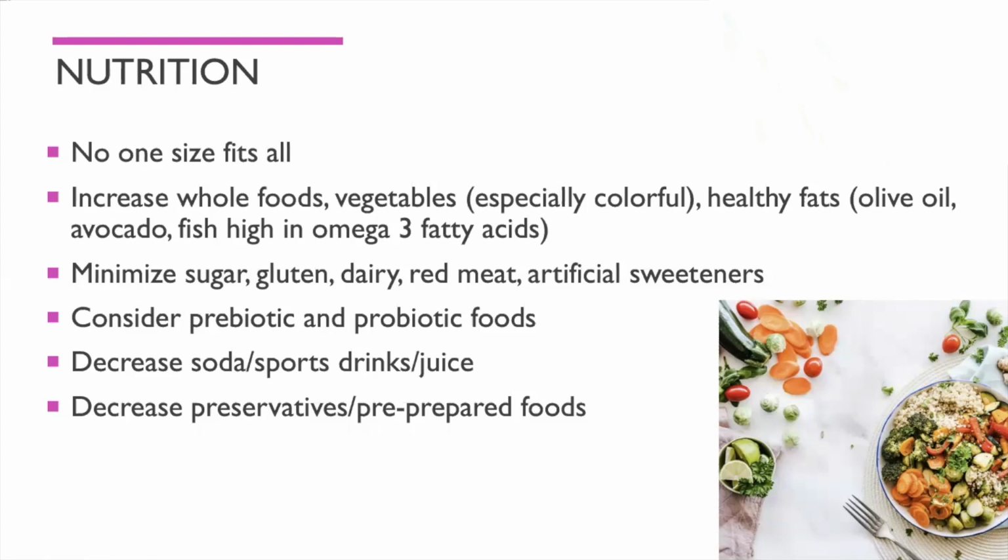A really important thing to know about is gluten. People that have hypermobility disorders are more likely to be sensitive to gluten than the general population, even if they test negative on a celiac test. So sometimes by eliminating or at least reducing gluten in the diet, they can make some meaningful improvements. Other things that a person may be sensitive to include dairy, red meat, and artificial sweeteners. And we especially want to avoid preservatives and pre-prepared foods. An easy way to think of this is whenever possible, you want to eat from farms and not factories.